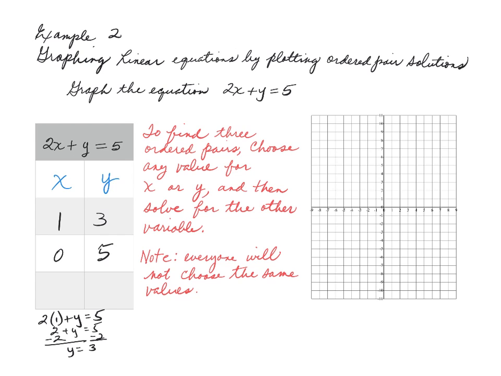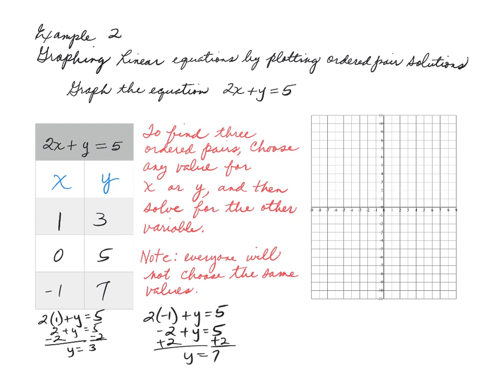I hate the way that looks. y is 5. What about if x is negative 1? Let's see. We have 2 times negative 1 plus y equals 5. So that's negative 2 plus y equals 5. And then we add 2. y equals 7. So let's see. If I didn't make any mistakes, we have 3 ordered pairs now. We have 1 comma 3.